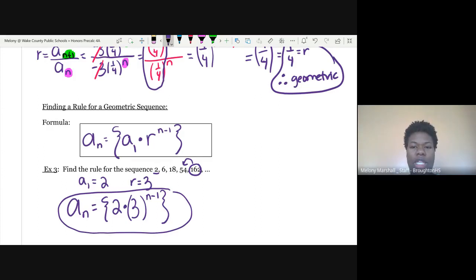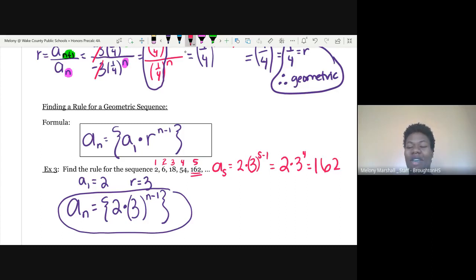Is that going to work every time? Every single time, literally. So for example, if I wanted to use the rule to get 162: this is term number 1, term number 2, term number 3, term number 4, term number 5. So if this works, we should be able to do a sub 5 equals 2, and since we're finding one answer, we don't need the brackets, times 3 to the 5 minus 1 power. That is 2 times 3 to the 4th. With my handy calculator, that equals 162. So it totally works every single time.